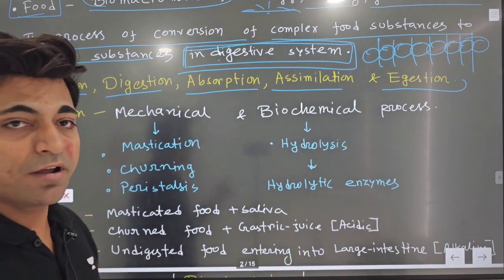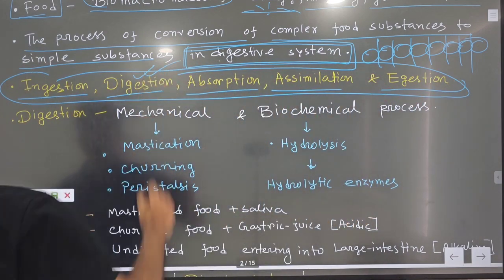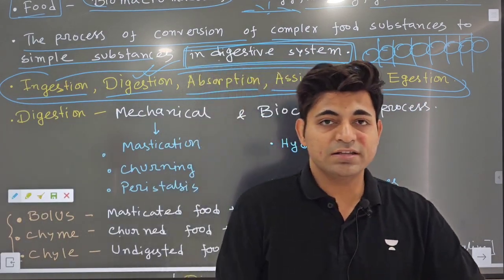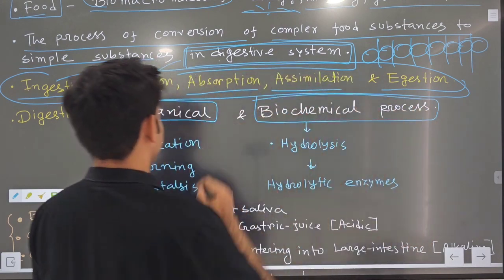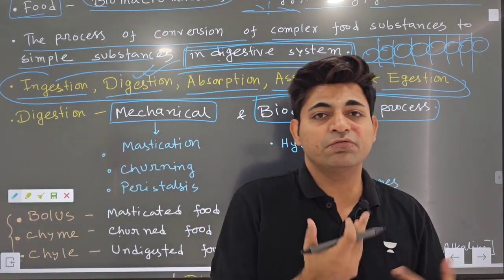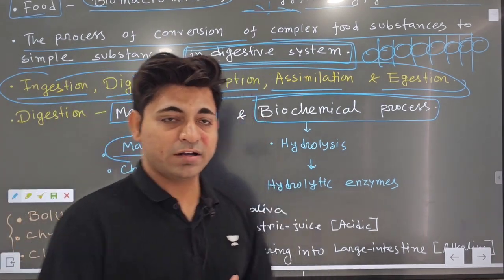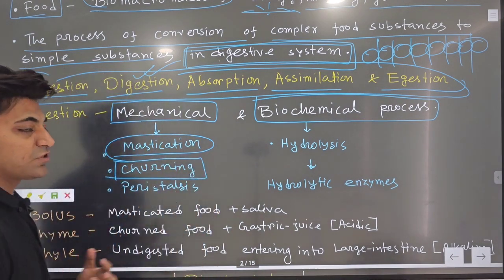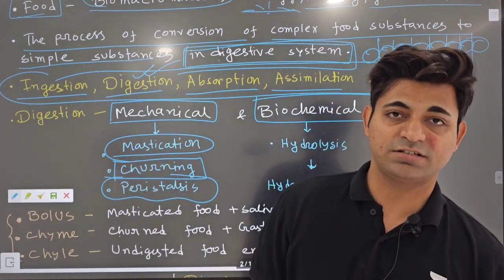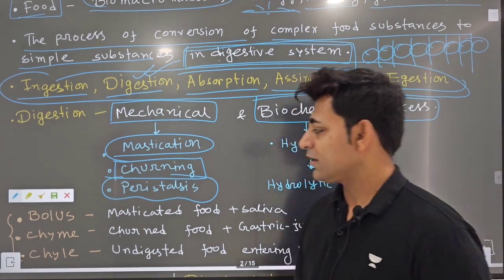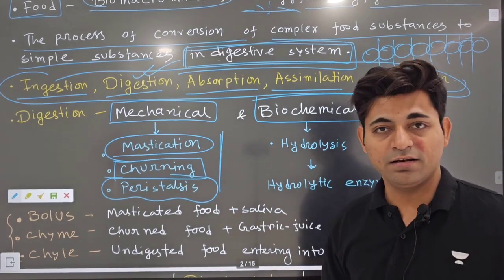Now, nutrition is accomplished in five stages: ingestion, digestion, absorption, assimilation and egestion, and digestion is the second stage. Digestion going on inside our body is of two types: mechanical digestion and biochemical digestion. What is mechanical digestion? Chewing of food, mastication, is mechanical digestion. Churning of food inside our stomach to mix the food with the digestive juices is mechanical digestion. And obviously you know peristaltic movement or peristalsis, an involuntary movement shown by our esophagus and our intestine. All these three are mechanical digestion.